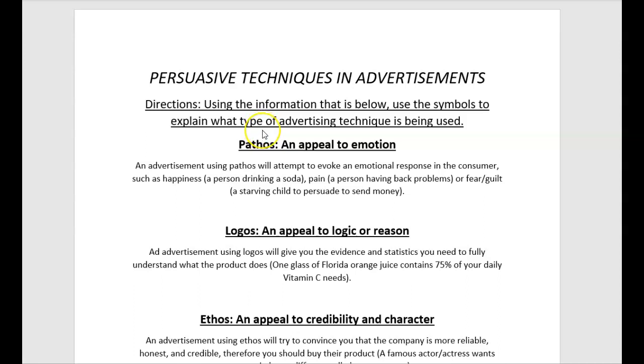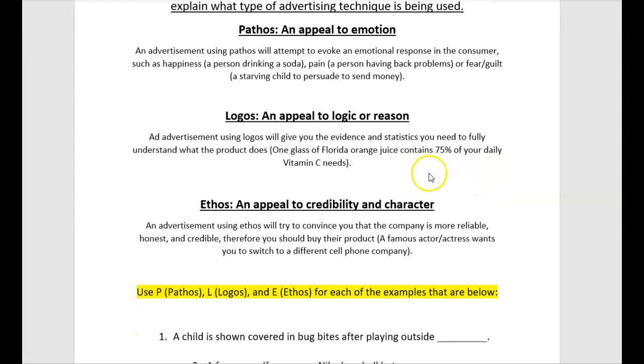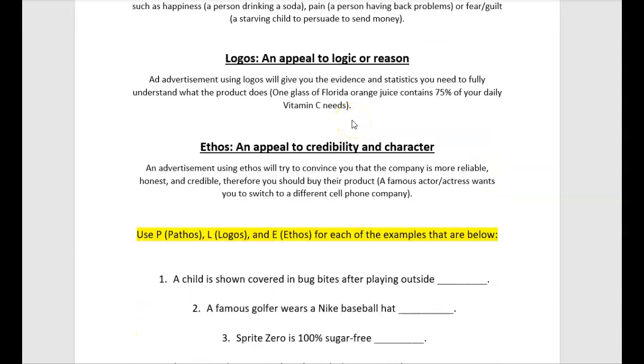Persuasive techniques in advertisements. Using the information below, use the symbols to explain what type of advertising technique is being used. You have pathos, which is an appeal to emotion. This is one that tries to evoke an emotional response in the consumer, such as happiness, pain, fear, or guilt. You also have logos, an appeal to logic or reason.